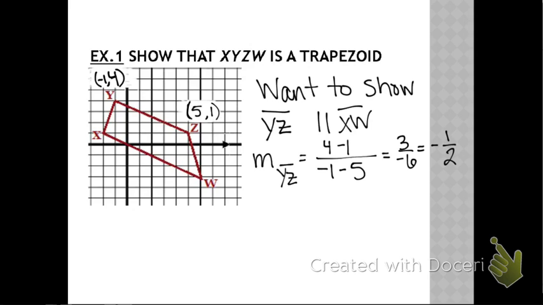So we also need to find the slope of XW. Again, if we have the coordinates, that might help us. The coordinates at X would be -2, 1. The coordinates at W would be 6, -3.